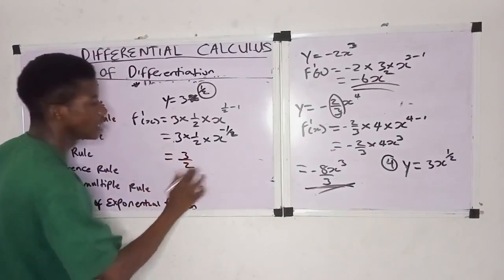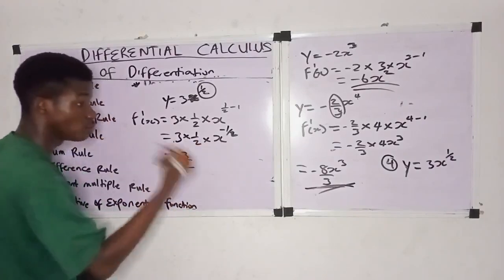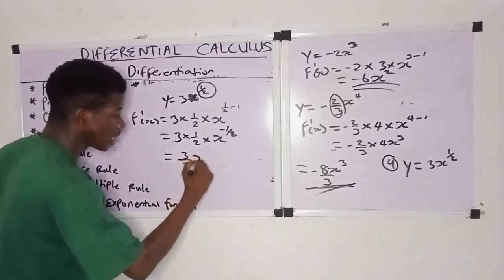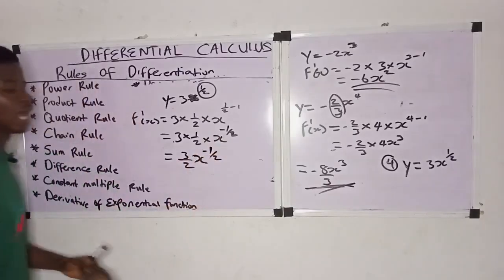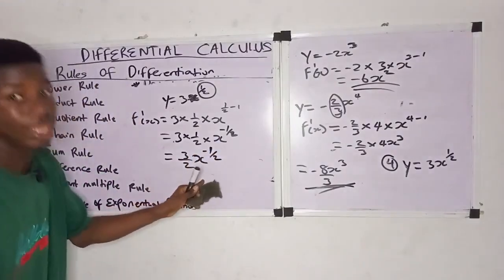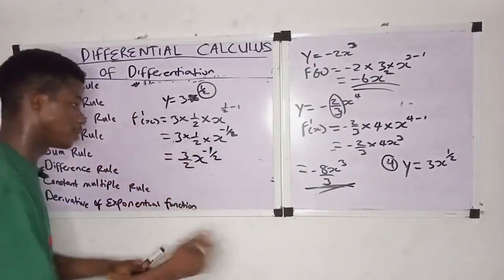3 over 2. Then 3 over 2 times x will give us 3 over 2x. Then the power is what? Minus half, right? Are we done yet? We can leave our answer like this, but we can still simplify further.